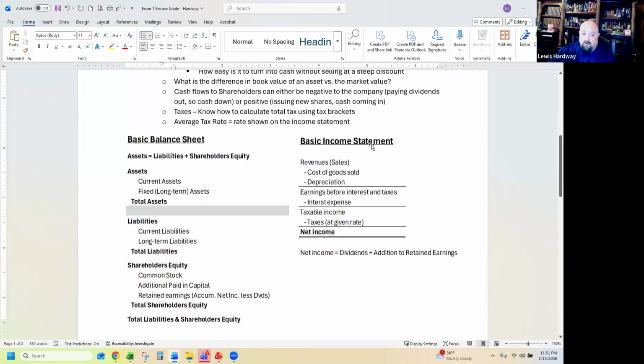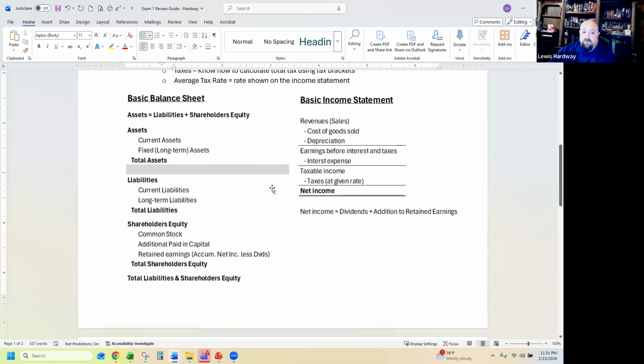I'm going to put on here, just for your reference, the very basic balance sheet and income statement, so you can look down through it. I didn't break these out, like current assets. I didn't put in here that it's accounts receivable and inventory, or that the fixed long-term assets are your property, plant, and equipment. I didn't put all the little sub pieces in it. You'll need to know those.